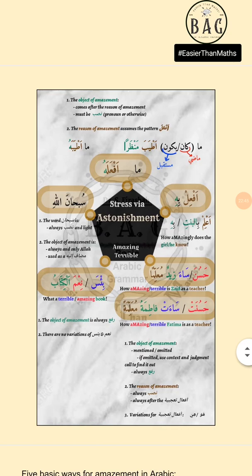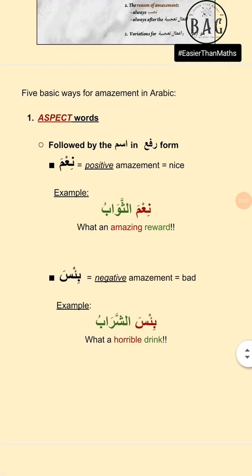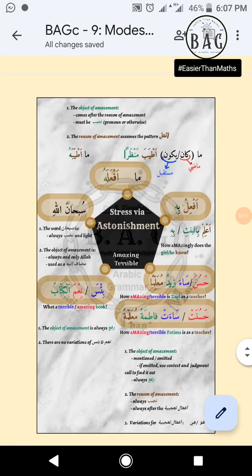Okay, so I have explained this entire thing, and now we're just going to quickly look at the examples, and whatever text you see right in front of you here is simply the text form of what I have already explained to you. Okay, so I'm just going to read through these things quickly. Now, there are 5 basic ways for expressing amazement in Arabic. First of all, you have the aspect words. So these Ni'ma and Bi'sa thing that we did here, okay?